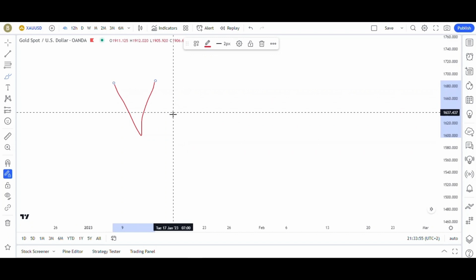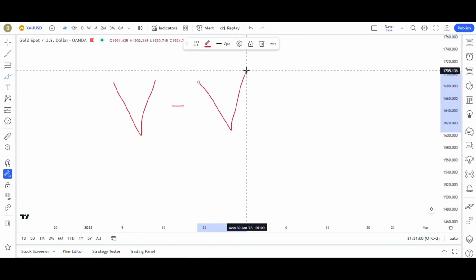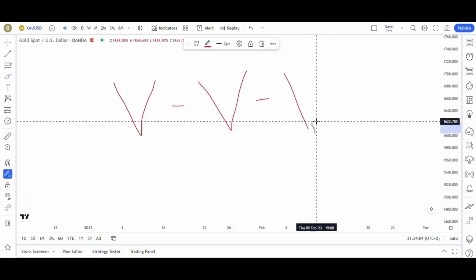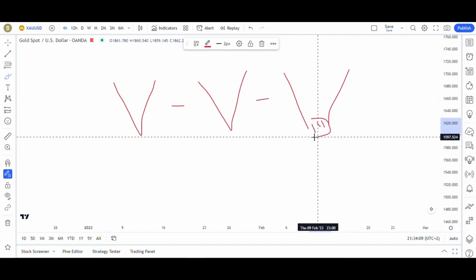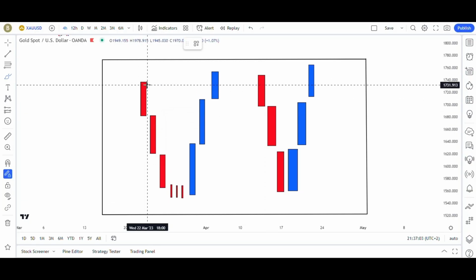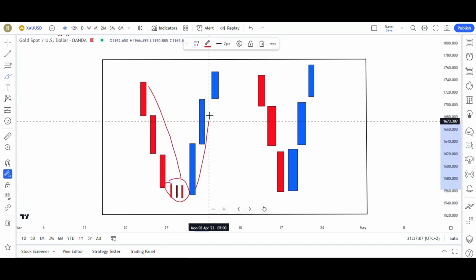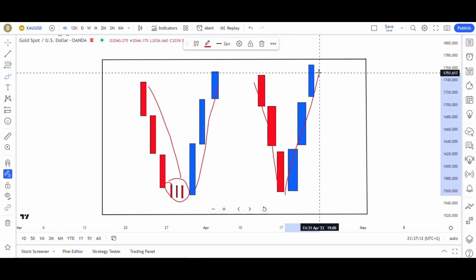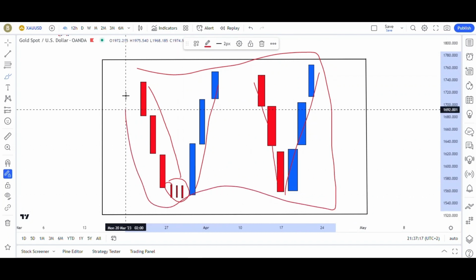and it has two variations. The first one is drop, rally, and then the other one is drop, base, and rally. Base means some small candles. As you can see here, drop, base, rally, and drop and rally. So these are the two variations of a belly.